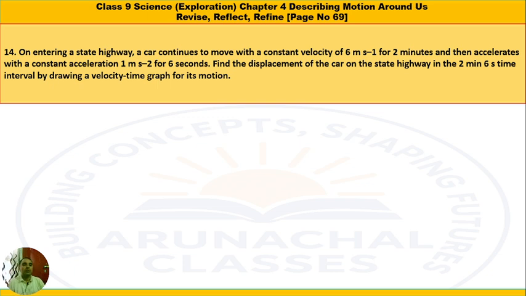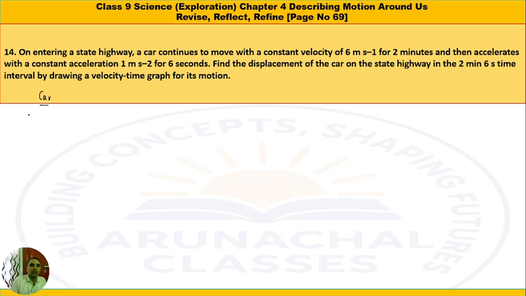Here we have question 14 from page number 69 of chapter 4, describing motion around us. The question is, on entering the state highway, a car continues to move with a constant velocity of 6 meter per second for 2 minutes and then accelerates with constant acceleration 1 meter per second square for 6 seconds. Find the displacement of the car on the state highway in 2-minute 6-second time interval by drawing velocity time graph for its motion. So here we are talking about the motion of a car.